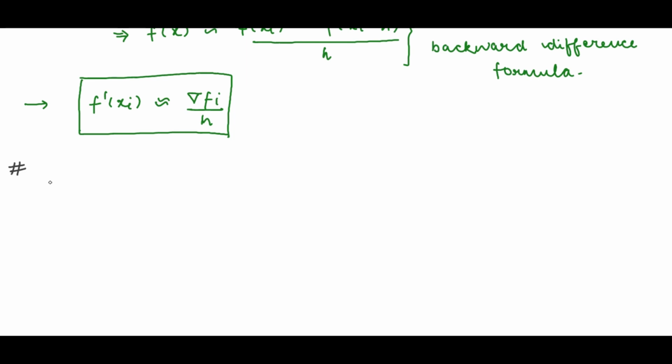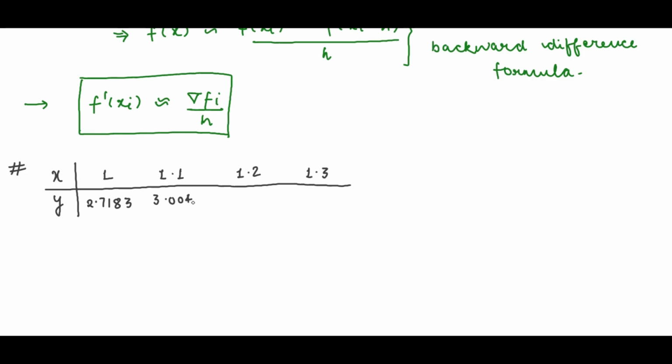Now we have a question where we are given tabulated data: x values as 1, 1.1, 1.2 and 1.3, and f x values as 2.7183, 3.0042, 3.3201 and 3.6693. You need to determine the value of f dash 1.3 using the backward difference formula. Since we need f dash 1.3 and 1.3 is the last point in the table, the backward difference is appropriate.